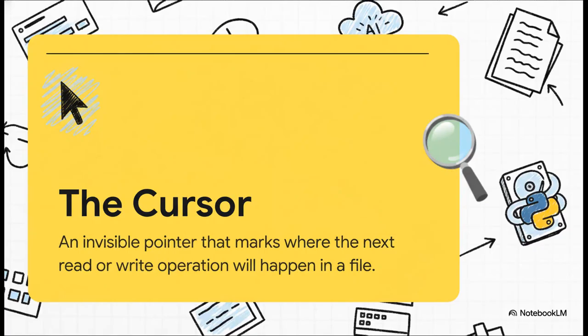Now, to really understand this, you have to picture an invisible cursor. Yep, just like the blinking line in your text editor. It marks your spot in the file, and when you write to a file, that cursor moves all the way to the end of whatever you just wrote. This leads to a super common trap. If you immediately try to read that file, the cursor is sitting at the very end, and Python just goes, looks like there's nothing here to read.